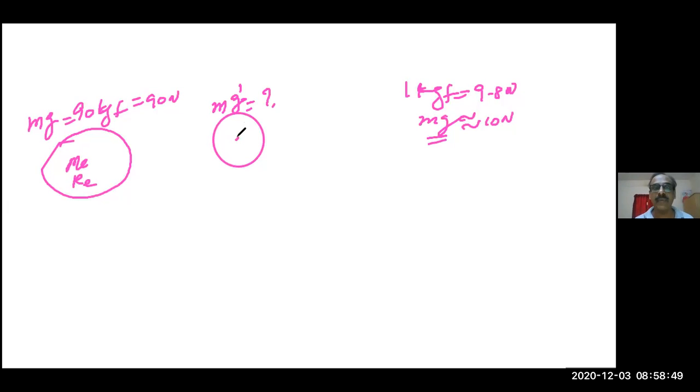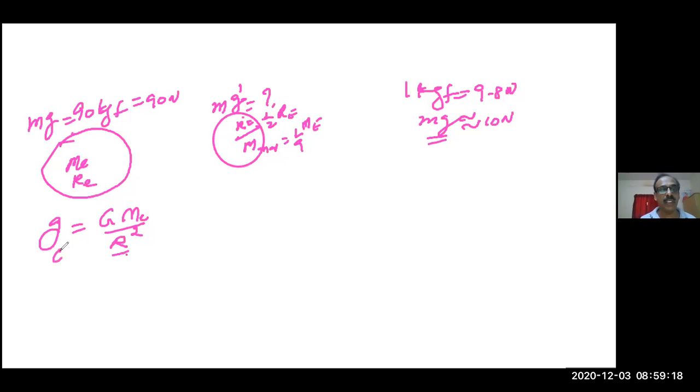But here the data given: the radius of Mars is 1/2 of the radius of the earth, and the mass of Mars is 1/9 of the mass of the earth. These are the data given, right? Now the formula is g equal to GM by R squared. Both we are discussing on the surface, so the radius of the planet we have to consider.